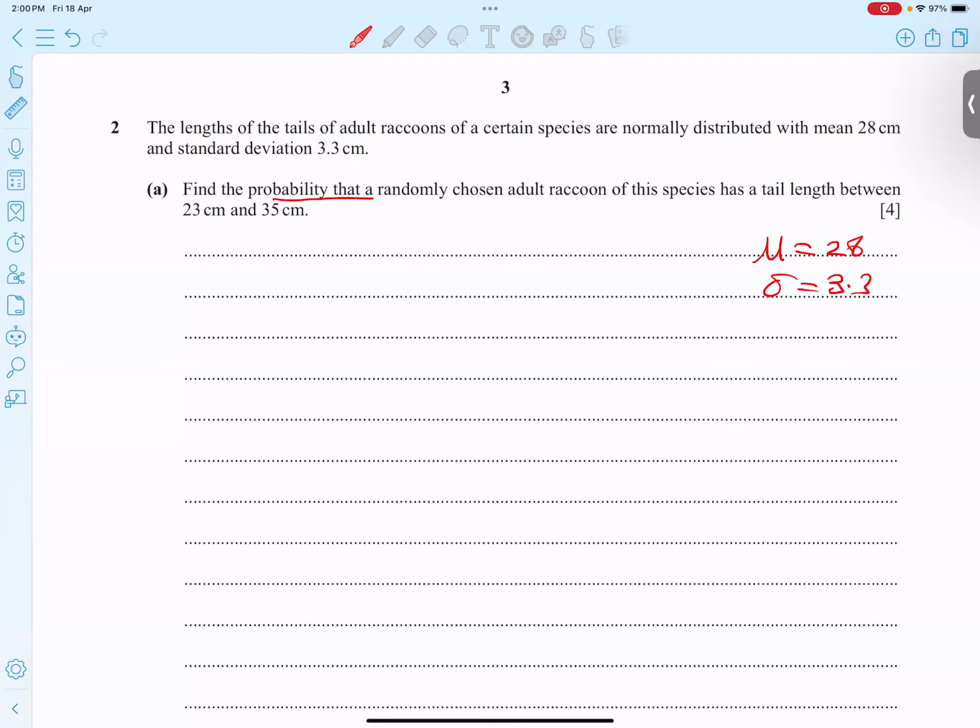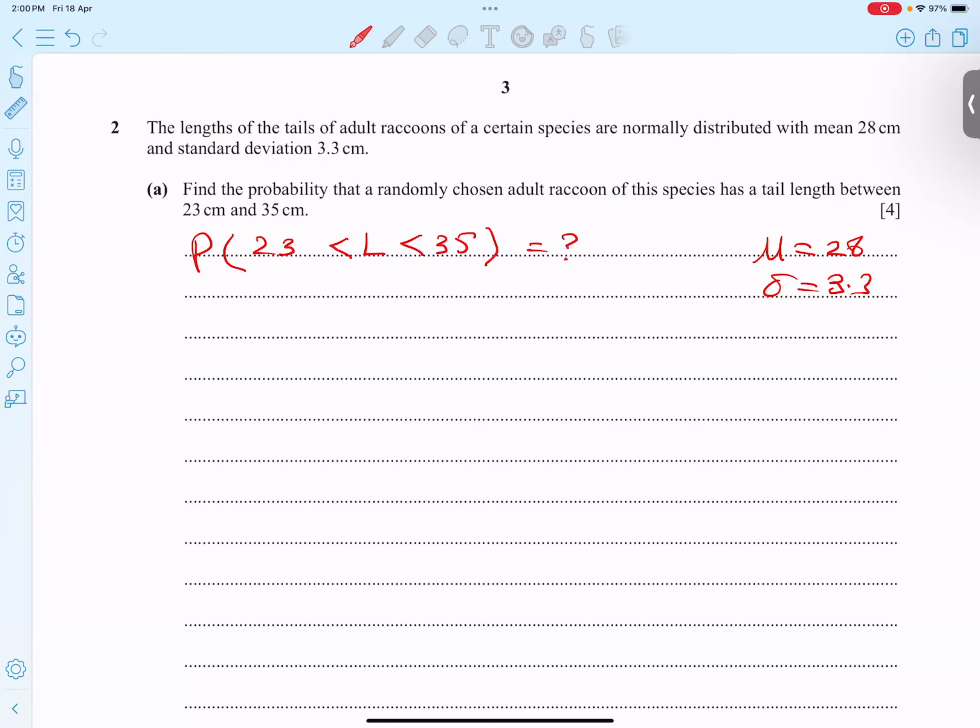And the probability that a random adult raccoon of this species has a tail length between 23 and 35. So let's see how we can do. So length is less than 35 centimeter and more than 23 centimeter.